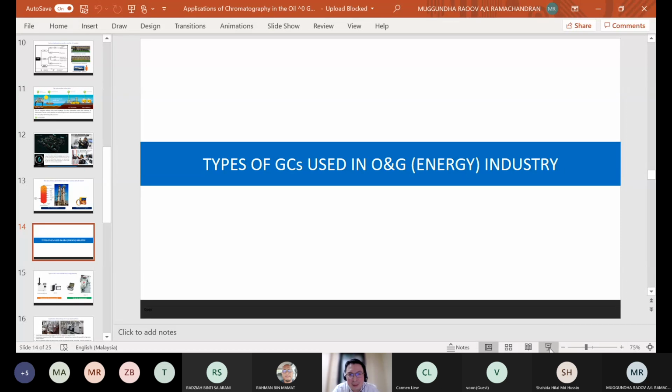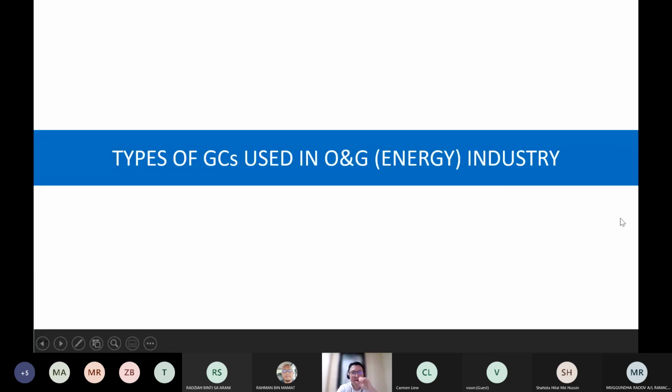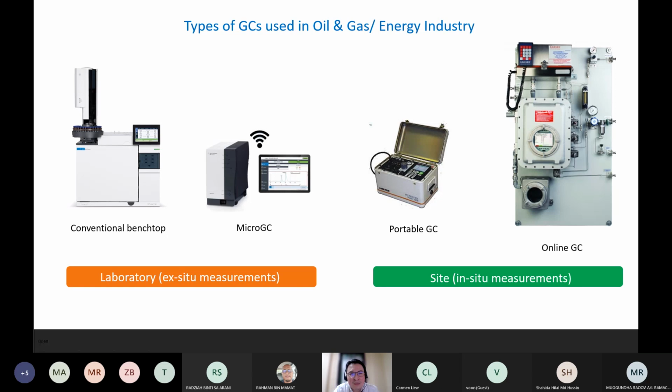So let's look into the types of GCs used in the oil and gas industry. Can I have the next slide? Thank you. When we talk about GCs, what comes to mind is normally the conventional benchtop GC, which we see in the laboratory. It's mainly used in R&D, quality assurance labs or private labs. But there are also different variants of gas chromatography systems used in the oil and gas industry. Of course, we use the conventional benchtop GC, which is one of the most widely used.